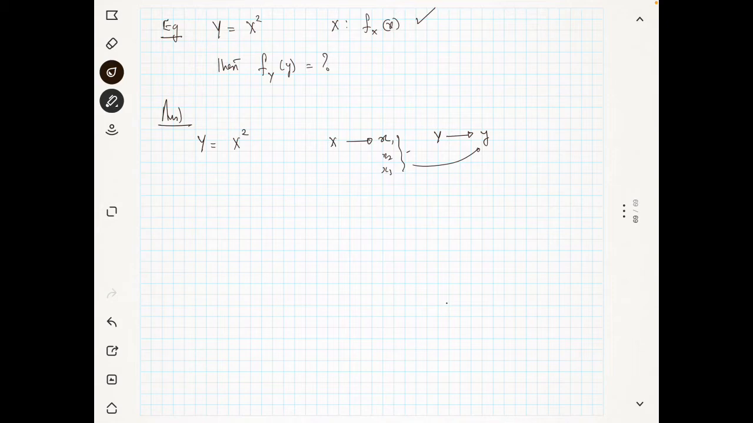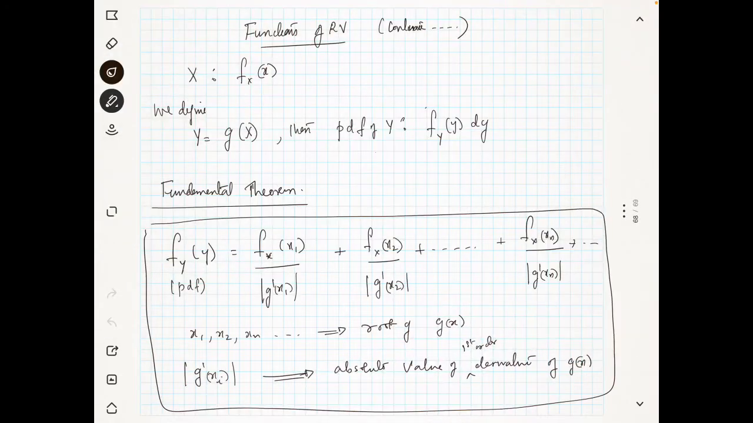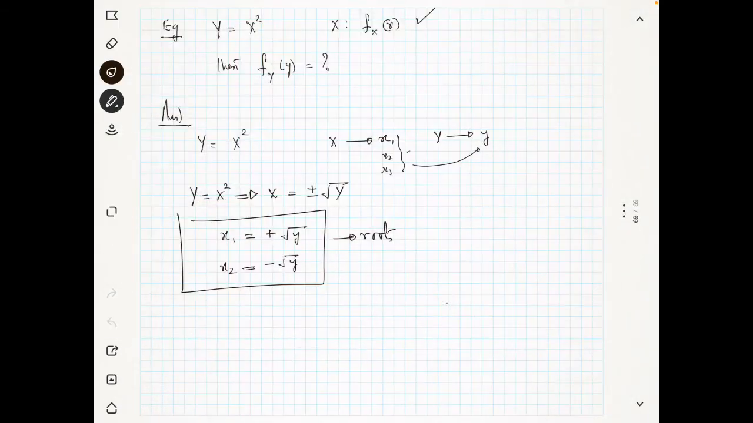In general, you have the roots for this function. If y is equal to x square, then x will take the two values plus or minus square root of y. That means you have two roots. x1 is plus square root of small y, and x2 is minus square root of small y. These are the roots of g of x for this particular problem, as I told in the previous slide.